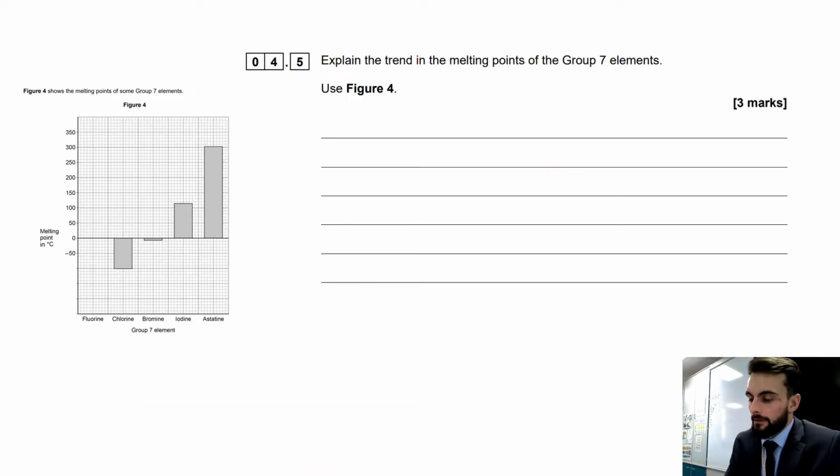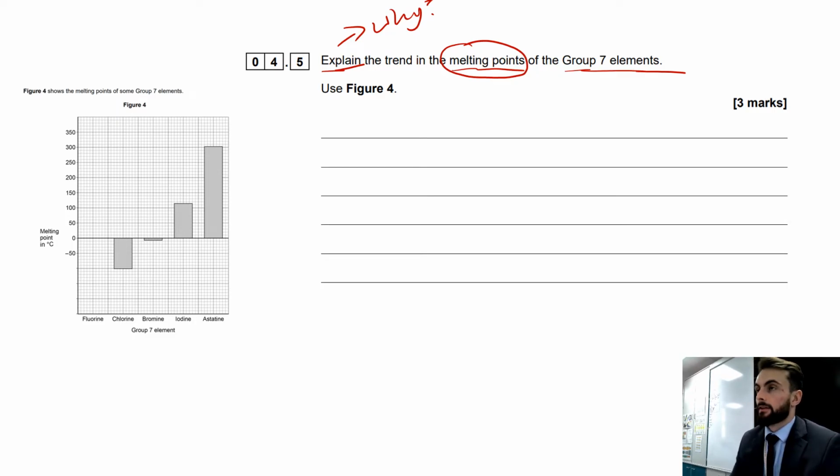Question 4.5. Explain the trend in melting points of the group 7 elements. So explain. It's talking about why is this the case, and you're thinking about melting points. Be very careful with this, because sometimes people just see explain the trend, group 7, and then they just go, oh, distance between nucleus and outer shell, blah blah blah. You need to read the question carefully, because we're talking about the melting points.